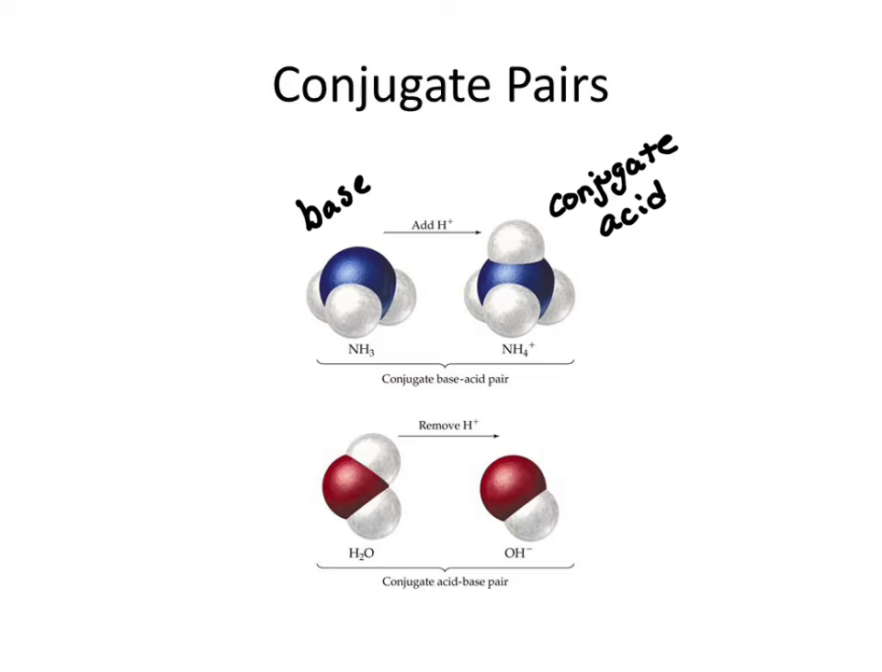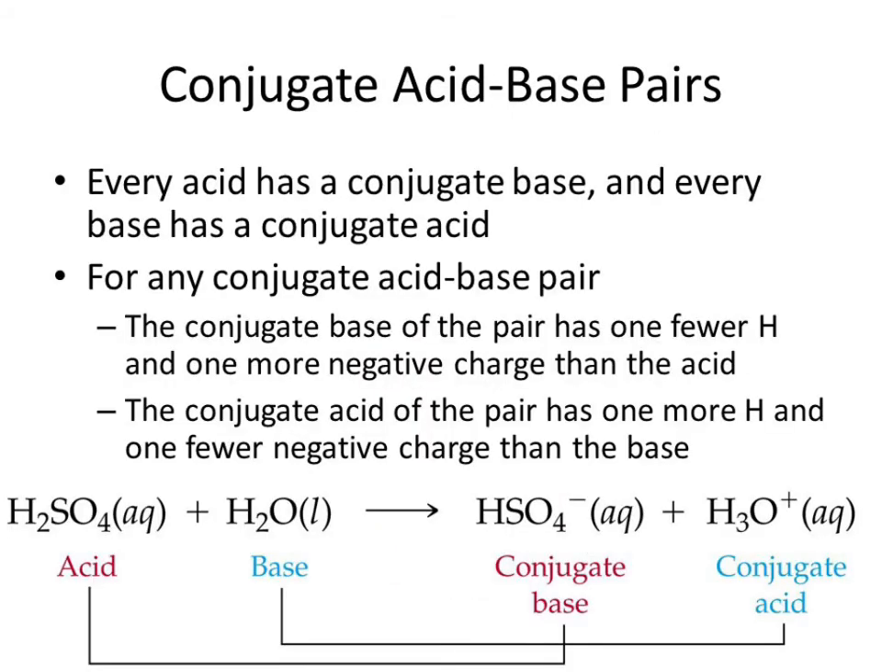Okay, now down here I have water and hydroxide. I lost a hydrogen when I went from water to hydroxide, so I donated a proton. Water acts as an acid here, and this hydroxide is a conjugate base. So every acid has a conjugate base. Every base has a conjugate acid.